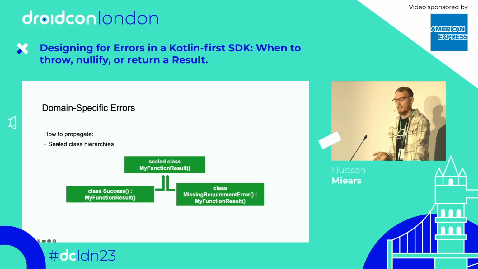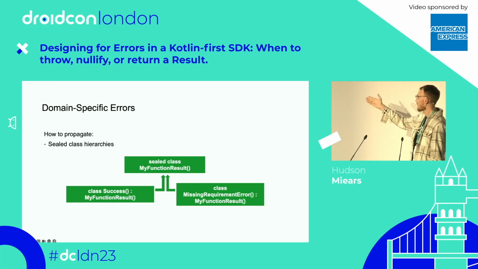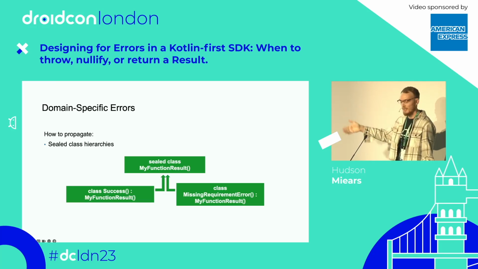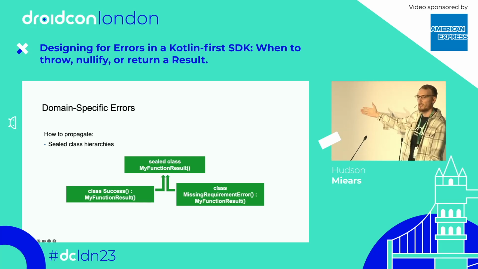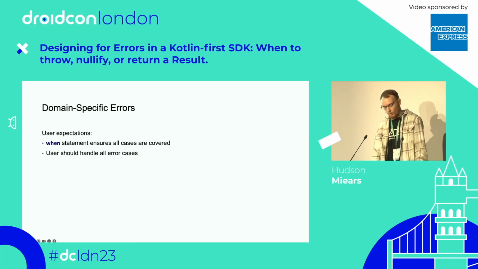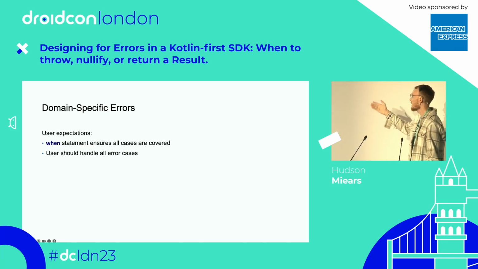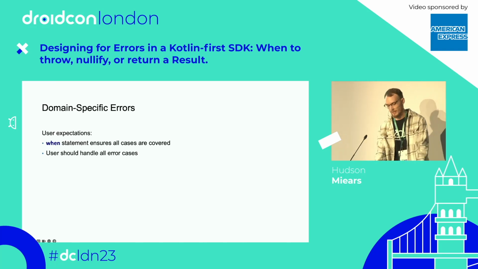We use a sealed class hierarchy. So we have some custom class, which is sealed, representing the result of the function, in this case, myFunctionResult. And we have some subtypes that represent the different scenarios that can occur when you call that function. So if it's a success, then we have a MyFunctionResult.Success class, and then maybe we have some missing requirement error. What does the user expect? They expect that they can handle all of the error cases and that they should handle all of the error cases. And they expect that they can use a when statement so that the compiler will make sure that they do cover all of those use cases.